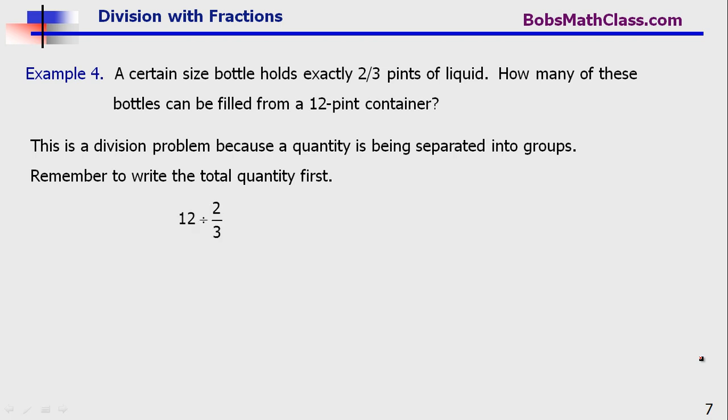So what we're going to do is perform the operation of 12 divided by 2/3. Okay, so now we're going to keep the first fraction, change division to multiplication, and then flip the second fraction. Keep, change, change. Remember to put a 1 underneath the 12. Might want to pause and work it out.